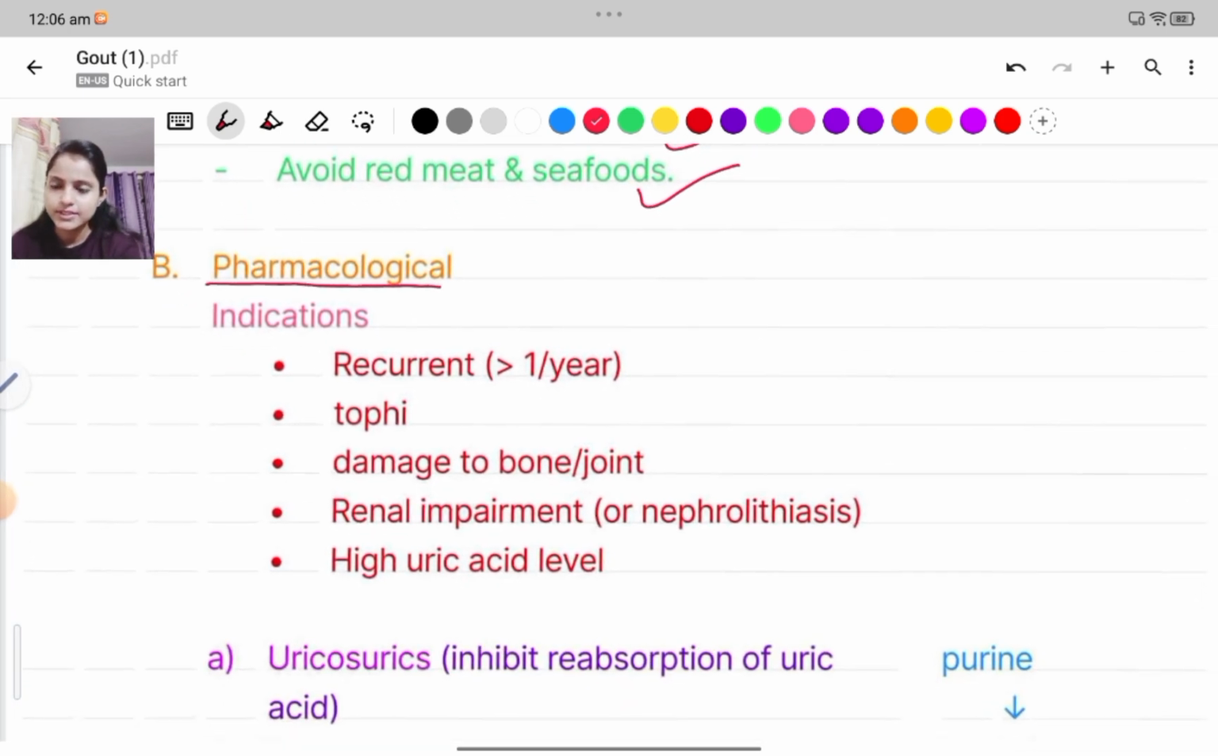Pharmacological management. The indications for pharmacological management are: if the gout is recurrent, more than once per year, if there is presence of tophi, if there is damage to the bone and the joint, if there is renal impairment or nephrolithiasis, or if there is a high uric acid level.